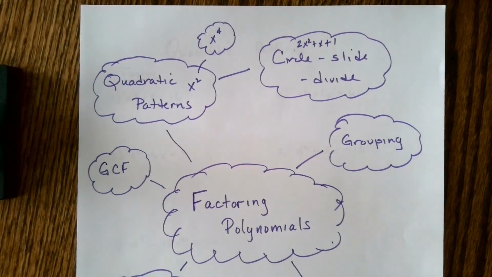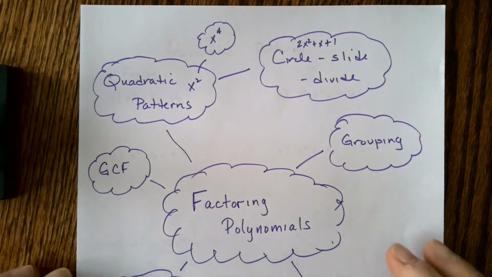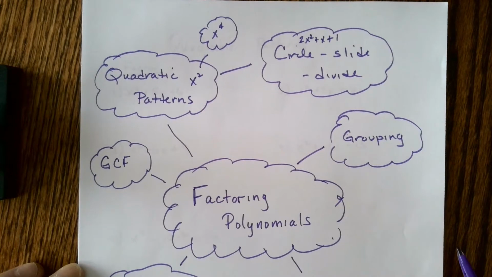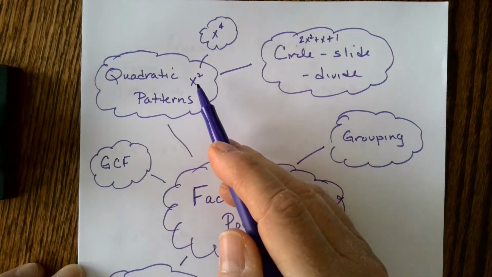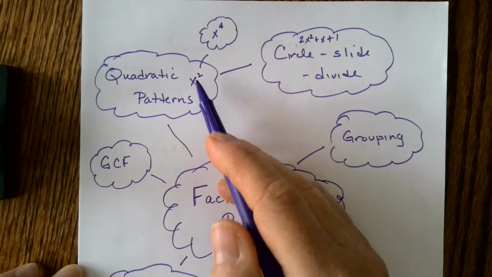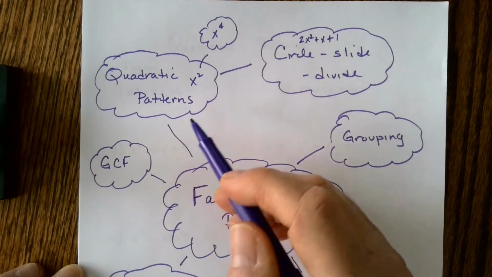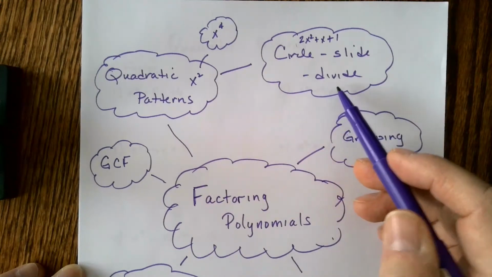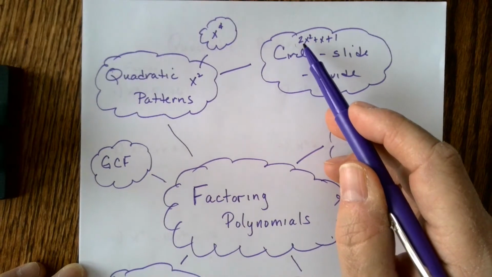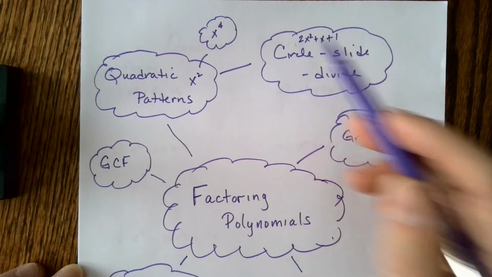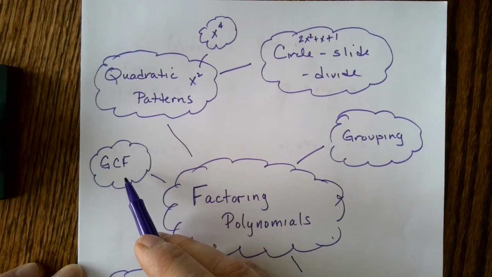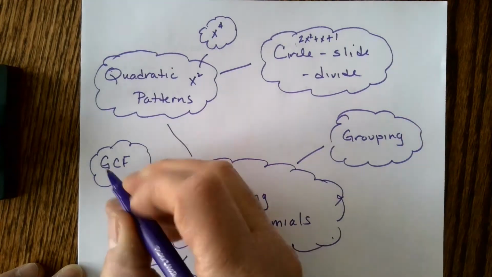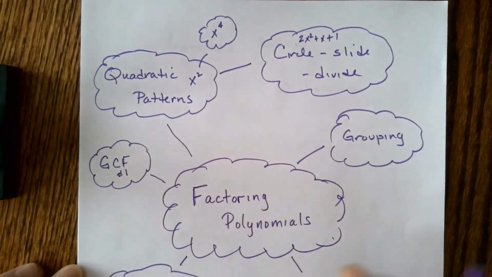Let's talk about how to factor polynomials. In your review from Algebra 2, there were different types of techniques that you could use. Quadratic patterns, which was factoring x to the second power, which you're going to extend to x to the fourth power. Circle, slide, divide, which means if your leading coefficient was not 1, but it was 2, 3, 4, or 5. Grouping, greatest common factor, which, by the way, that's what we always start with. So this should be step number 1, greatest common factor.